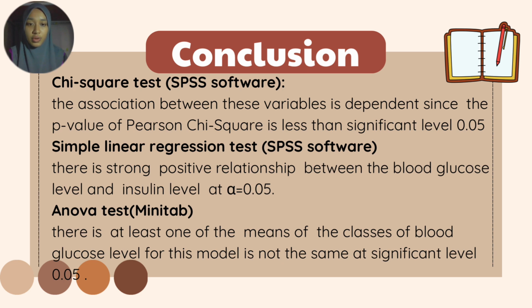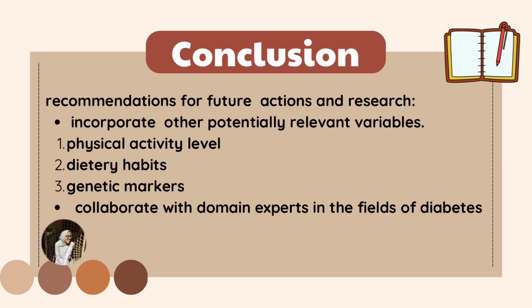There are a few recommendations for future actions and research, such as including additional relevant variables. It is essential to incorporate other potentially relevant variables. In this case, the relevant variables are physical activity levels, dietary habits, and genetic markers. This could provide valuable insight and enhance the accuracy.